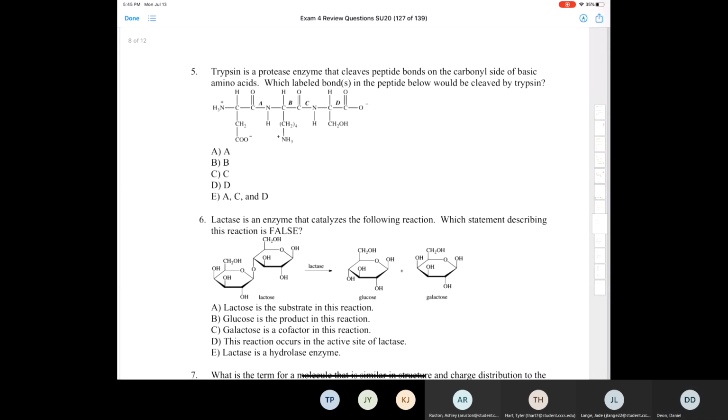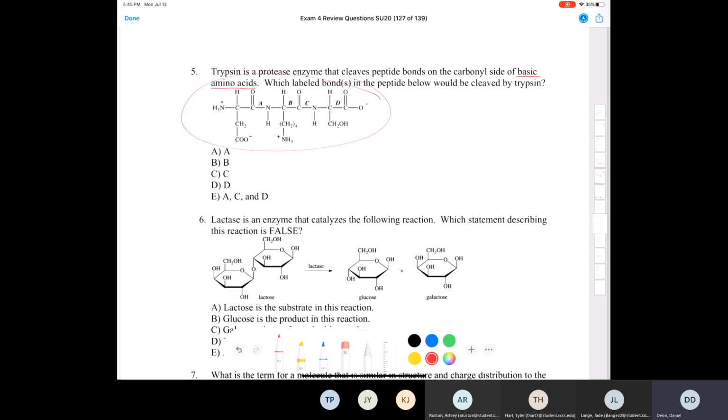Number 5 says trypsin is a protease enzyme that cleaves peptide bonds on the carbonyl side of basic amino acids, and that's going to be important, so I'm going to underline it right away. Basic amino acids. Which labeled peptide bonds in the peptide below would be cleaved by trypsin? Basically, if you were to take this peptide here and throw it in a reactor and add some trypsin to it, which one of these bonds is going to be broken? Would it be A, B, C, or D? Which one of those bonds would get cleaved by the enzyme trypsin?